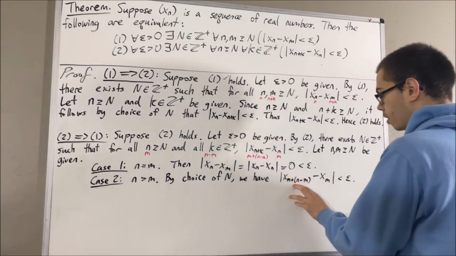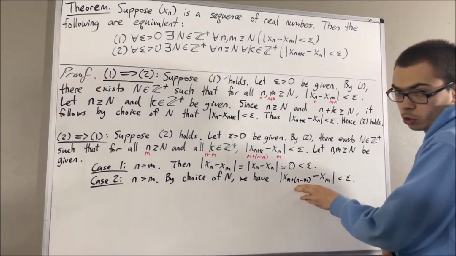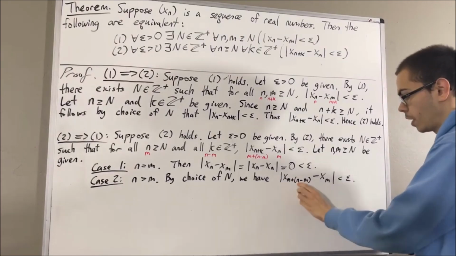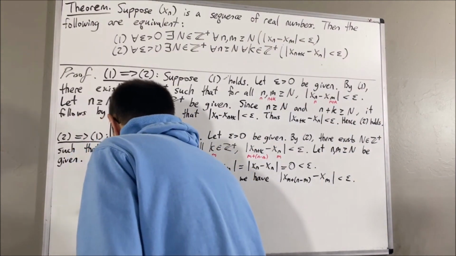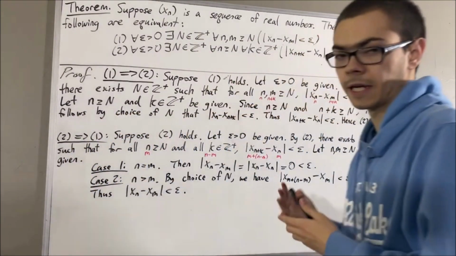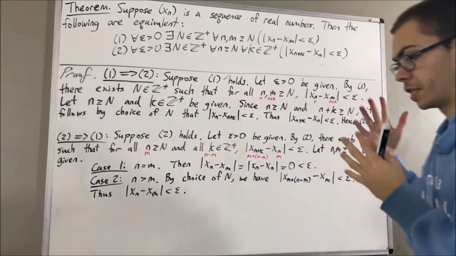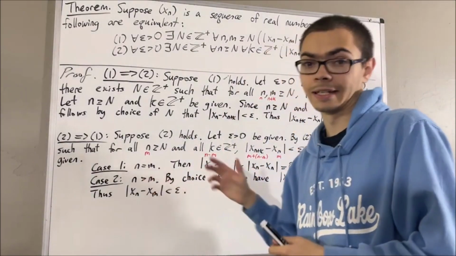But m plus n minus m is just equal to n. So we have the absolute value of xn minus xm is less than epsilon. And so this completes case 2. Now let's move on to case 3, where n is less than m.